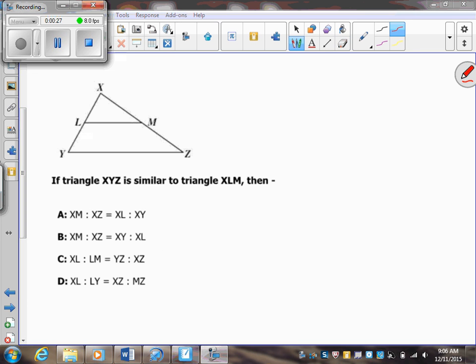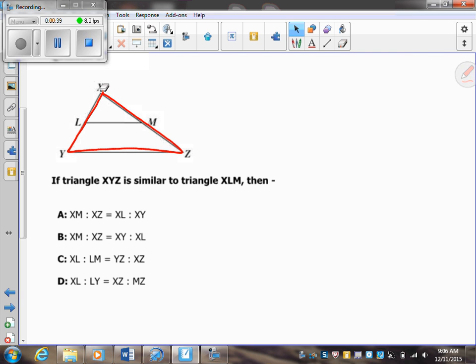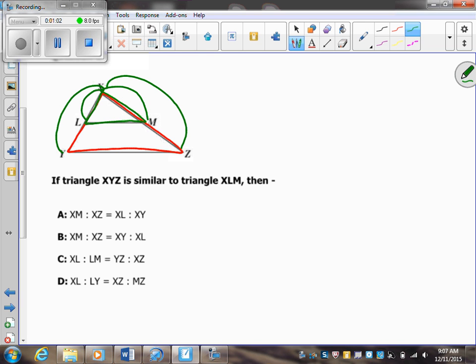In this triangle, if triangle XYZ is similar to triangle XLM, then what is true? What they're saying is the bigger triangle is going to be similar to the smaller triangle, which is XLM. What is true about the ratio? The first one is XM over XZ is going to equal XL over XY. That is a proportional part of similar triangles, so that is true. But I'm going to show you something that is not true.